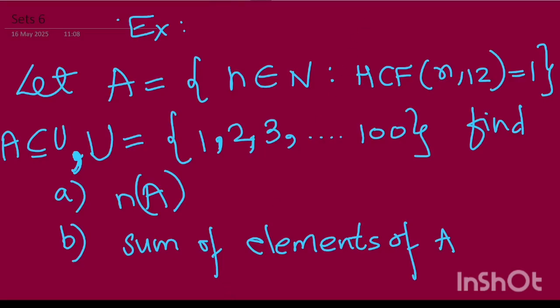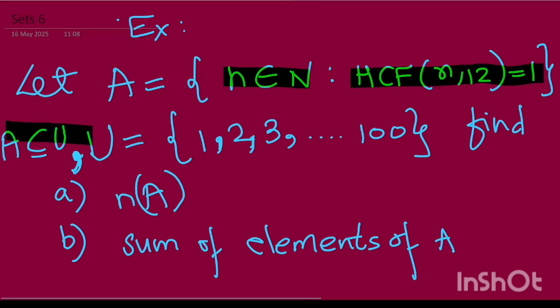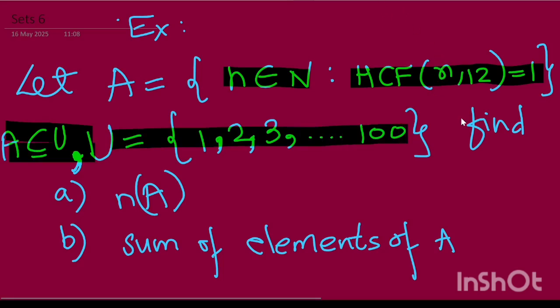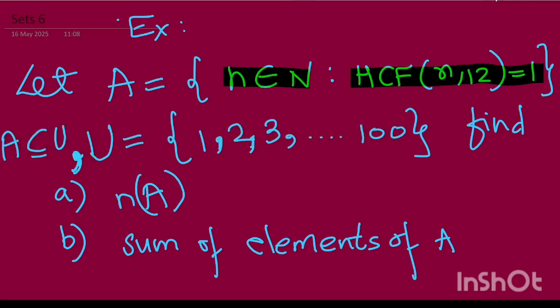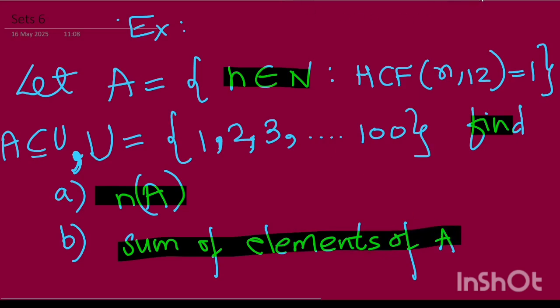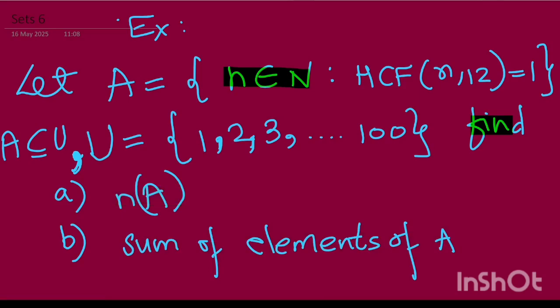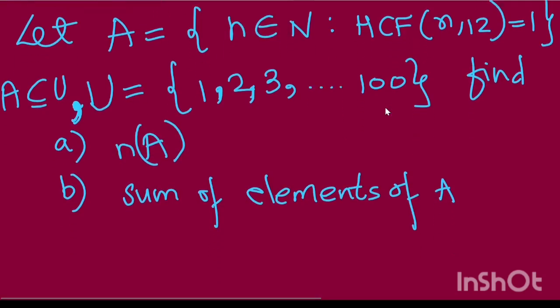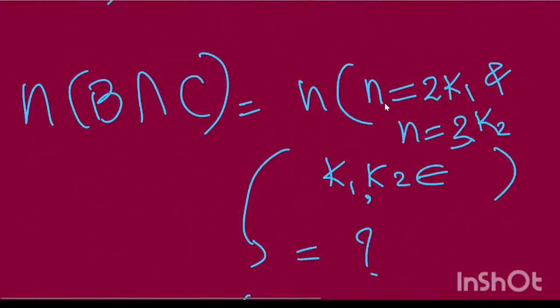Let's see one problem, guys. A set A is defined such that n is a natural number whose HCF with 12 is 1, and A is a subset of the universal set, which is defined to be the numbers from 1 to 100. Now the question is, we have to find the number of elements in set A and the sum of elements of set A. These two things we need to determine. So what should be our approach to solve this, guys?